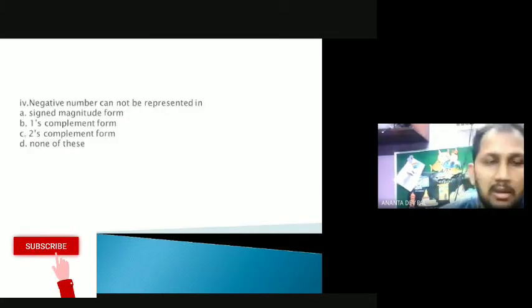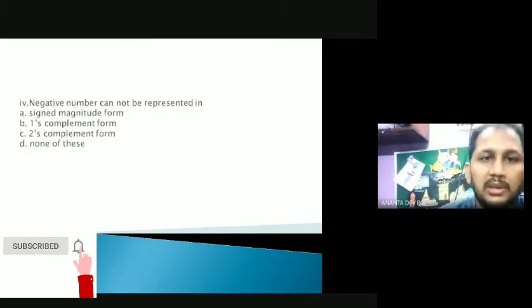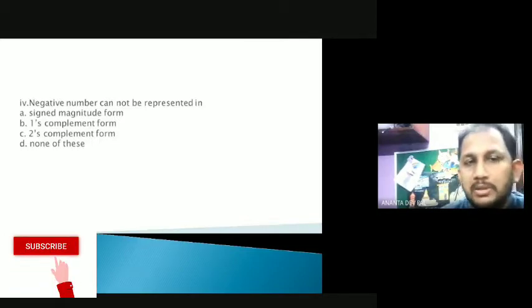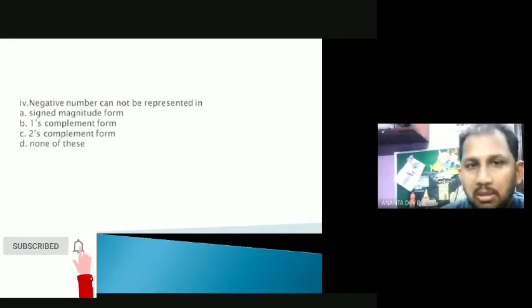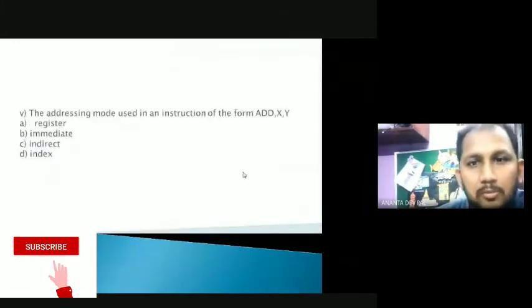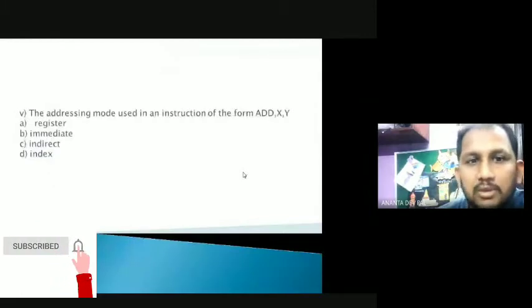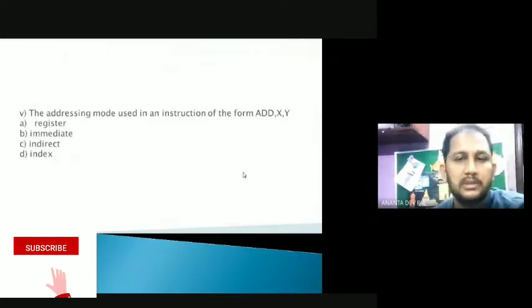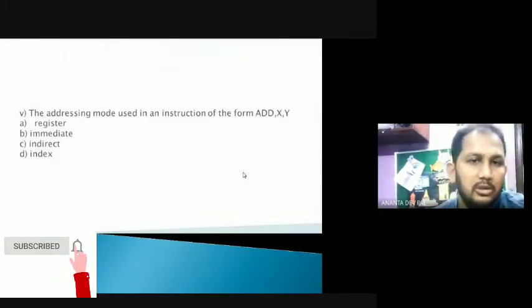Which number cannot be represented in sign magnitude form, one's complement form, two's complement form, none of these? Definitely negative numbers can be represented with sign, ones and twos all. So none of these is the right answer. Next: add x, y. Register, immediate, indirect, index? Definitely index addressing mode, because x, y are not registers. So the answer is index addressing mode.